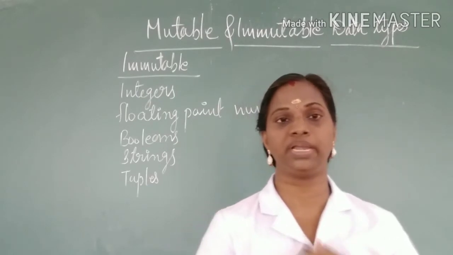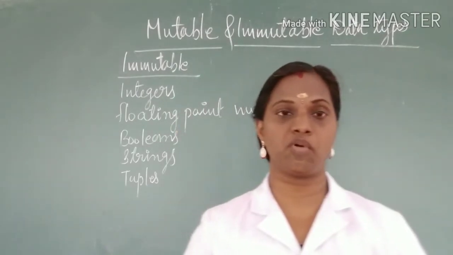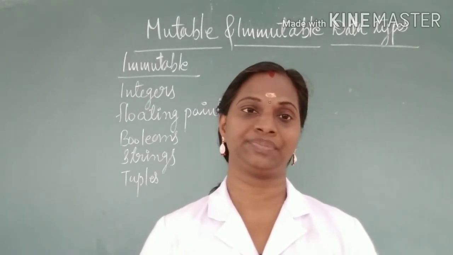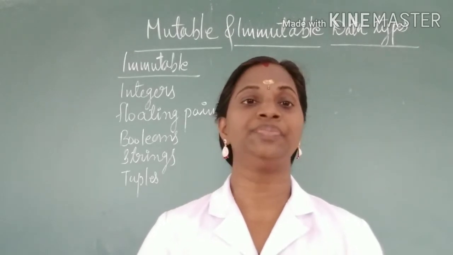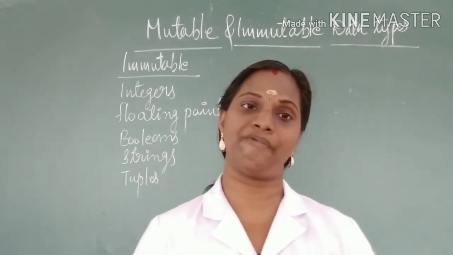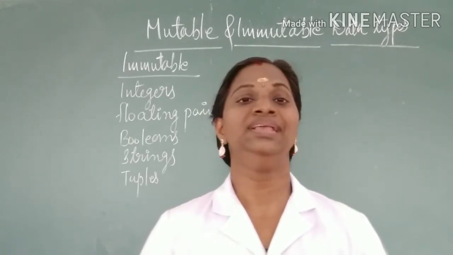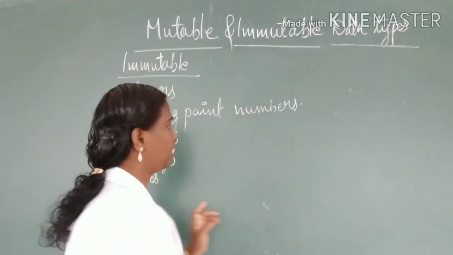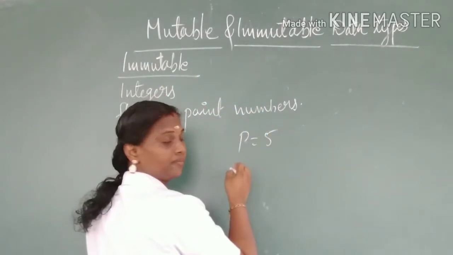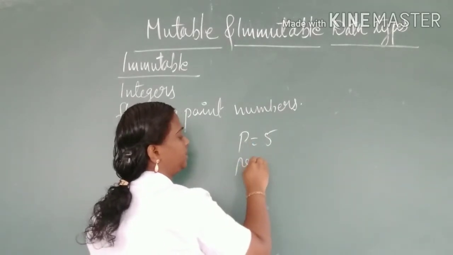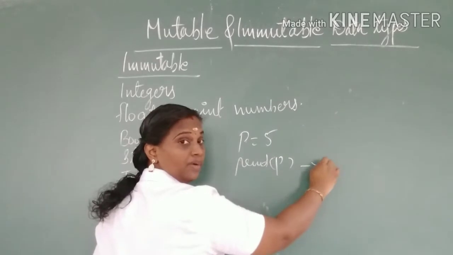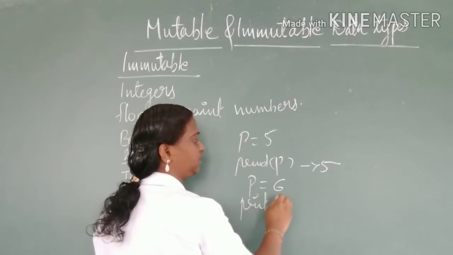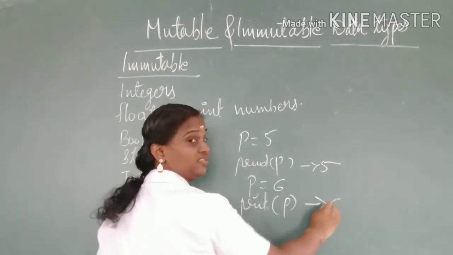Then what is meant by mutable and immutable? Mutable means modifiable data type and immutable means non-modifiable data type. That is, immutable data types are those that can never change the values in place. See here, integers. How are integers immutable? See here, p is equal to 5. When you print this p, you will get the answer 5. Then you can again assign p is equal to 6. Then when you print this p, it will give the answer 6.